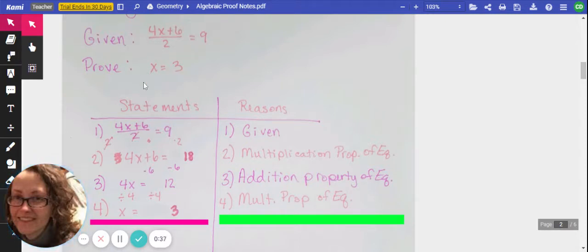So if I solve this one, I will get x equals 3. So I just basically take my original problem, solve it, and justify my steps so that I can say that I have proved, using my reasons and my statements, that my original equation equals x. My original equation gives me x equals 3.